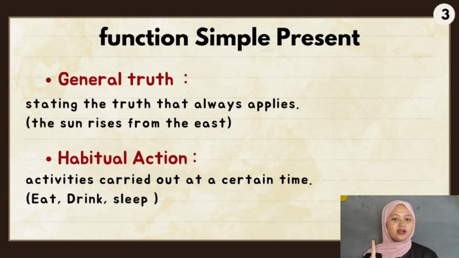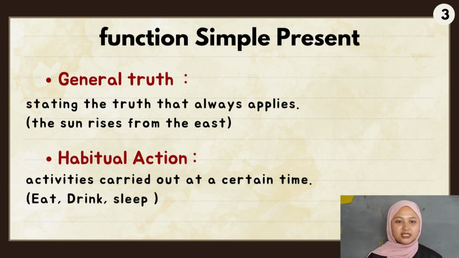The first is general truth. General truth refers to stating the truth that always applies. An example is, the sun rises in the east. The second is habitual action. Habitual action refers to activities carried out at a certain time. An example is eat, drink, and sleep.